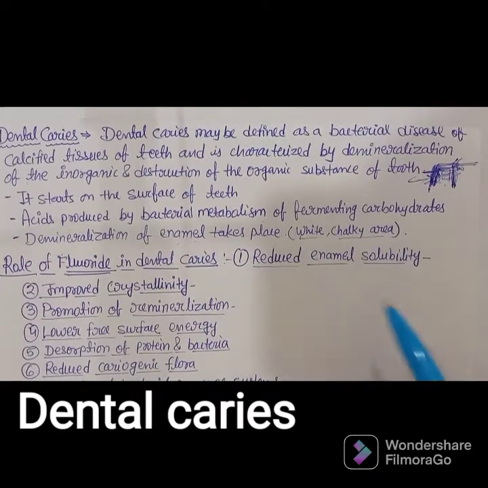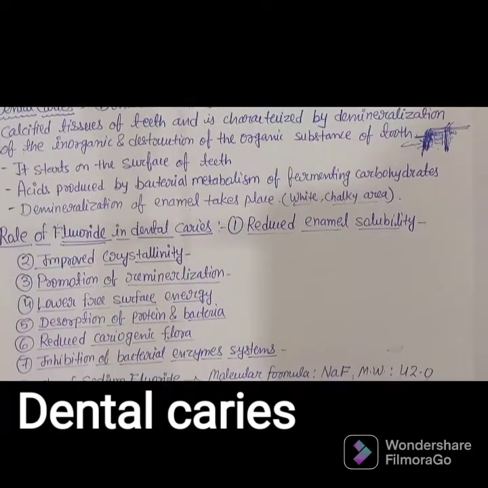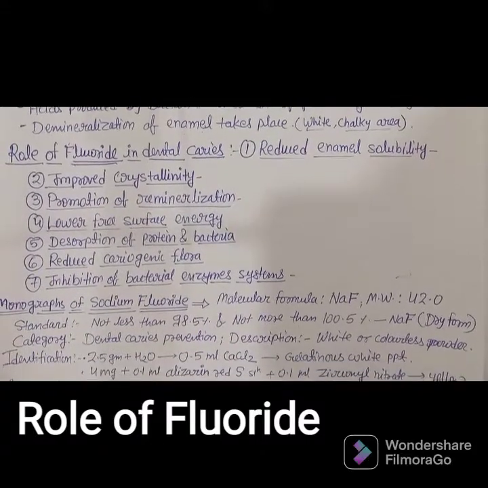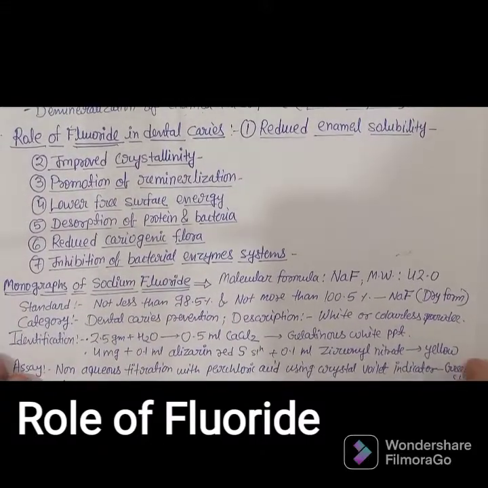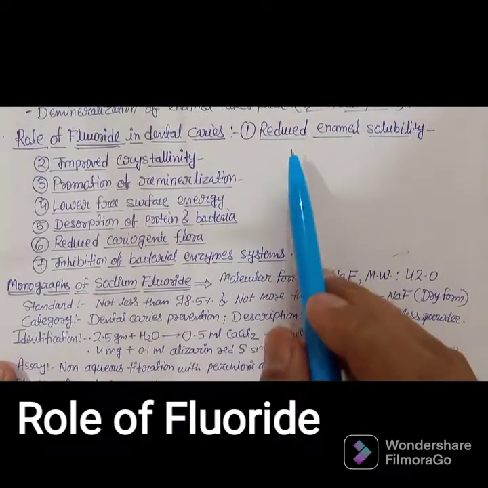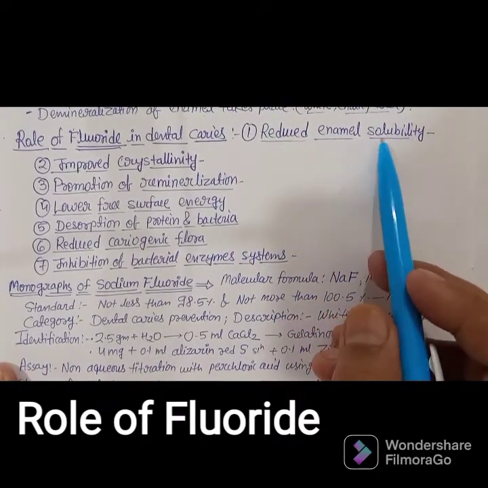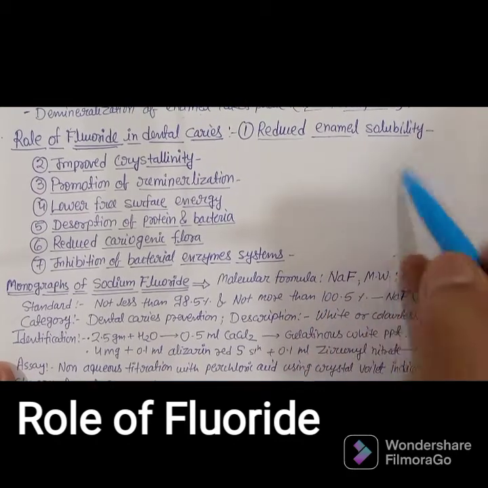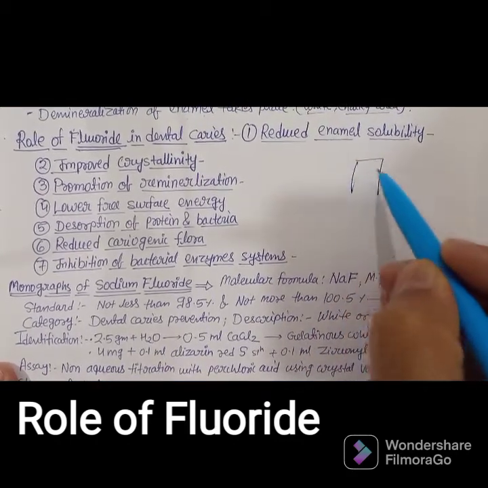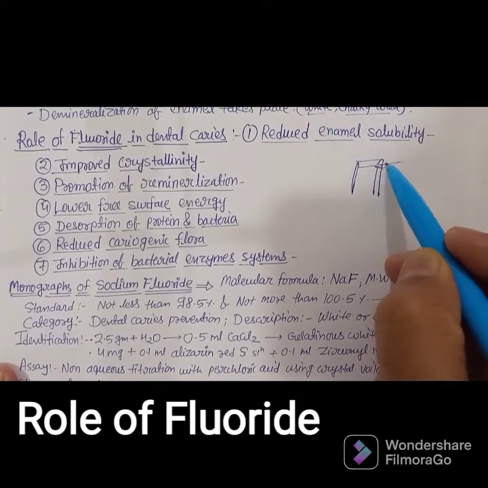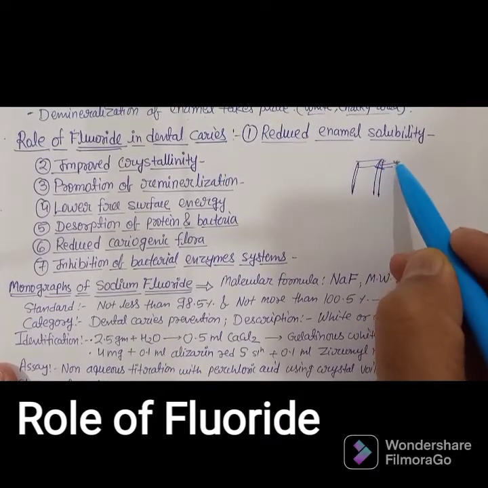Now the most important thing which will be asked in the exam is the role of fluoride, right? Role of fluorides in caries. When we talk about the role of fluoride, the first one is that it reduces the enamel solubility. Because of the demineralization, the solubility of the enamel will reduce, so that the thickness of the teeth will be maintained, right?